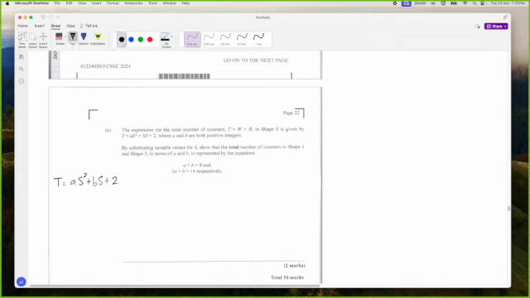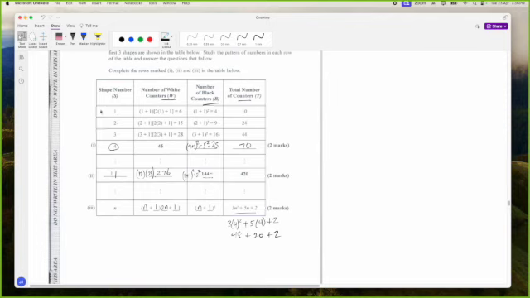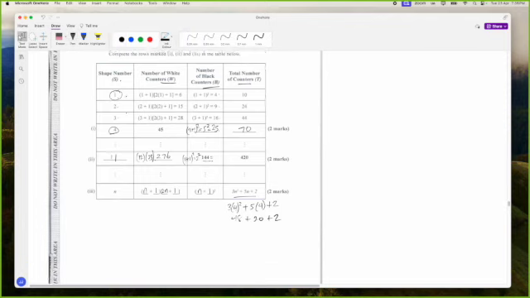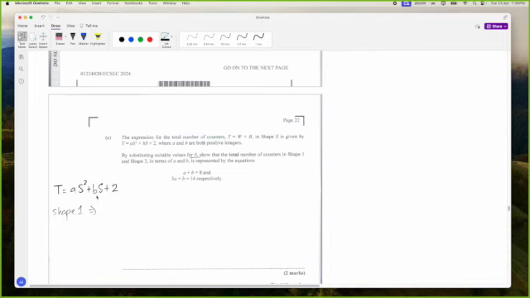So by substituting the values of S, show that the total number of counters in shape 1 and shape 3 in terms of A and B is represented by those. So for shape 1, remember, shape 1 is where N is 1. So S is 1, right? So that'll be A times 1 squared plus B times 1 plus 2. Oh, and that is equal to T.